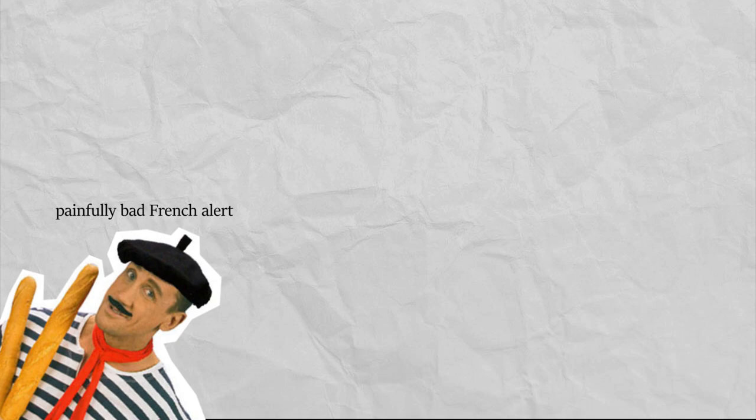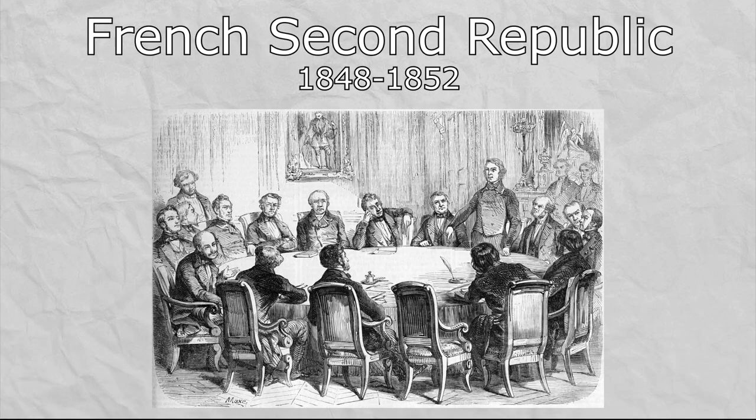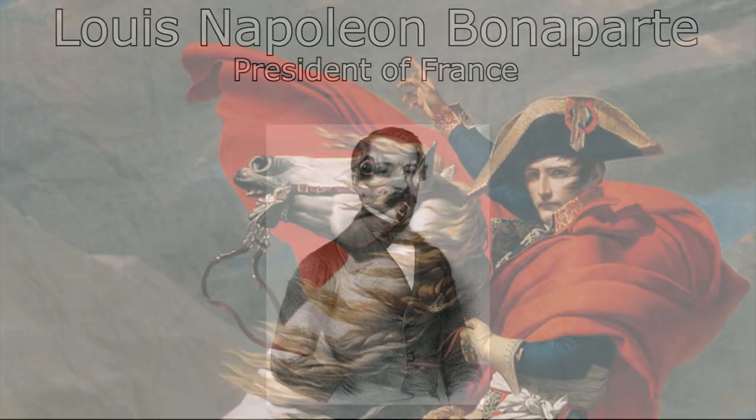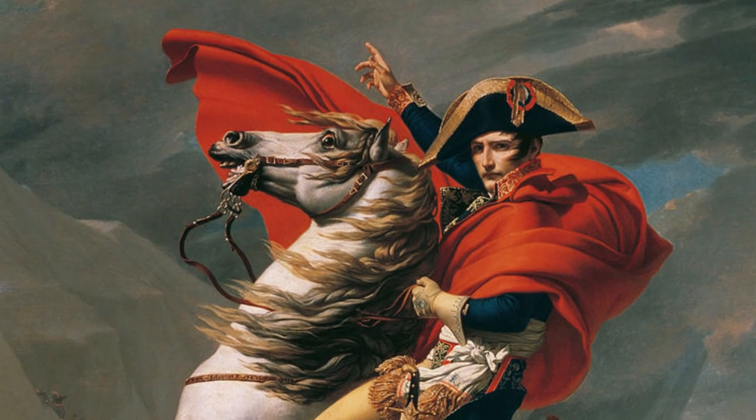Founded in July of 1830, the July monarchy had lost its popular support after 18 years of rule, and the French people decided it was time to say au revoir to King Louis-Philippe, establishing the French Second Republic in February of 1848. The first president that was elected, as fate would have it, was Louis Napoleon Bonaparte, the nephew of the famous Emperor Napoleon Bonaparte.